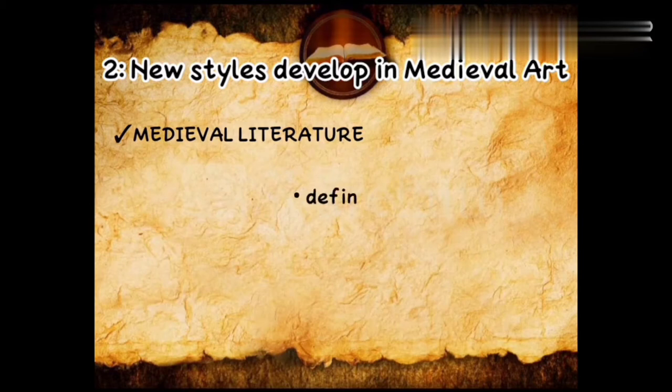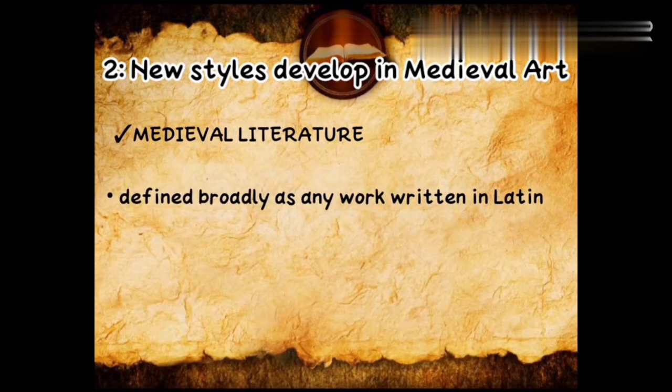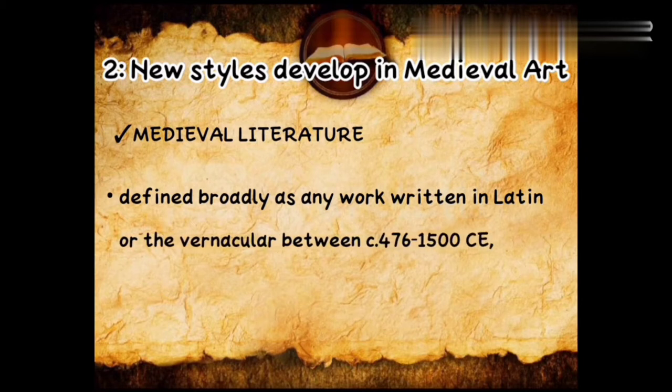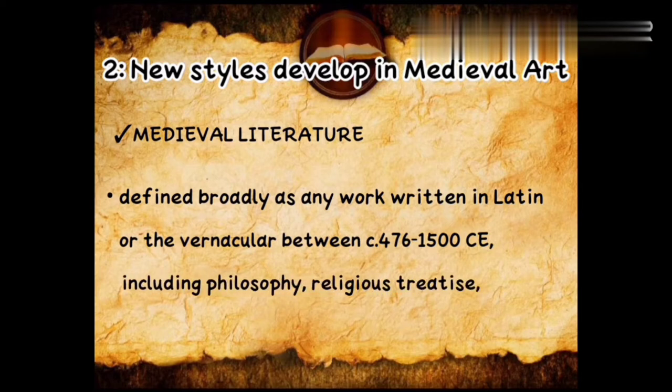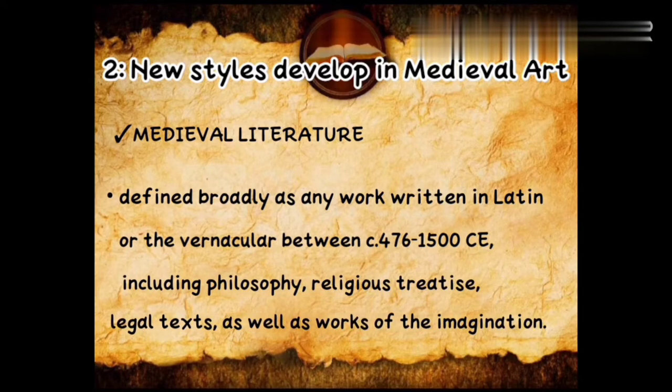Medieval literature is defined broadly as any work written in Latin or in the vernacular between 476 and 1500 CE, including philosophy, religious treatises, legal texts, as well as works of the imagination. More narrowly, however, the term applies to literary works of poetry, drama, romance, epic prose, and histories written in the vernacular, though some histories were in Latin.